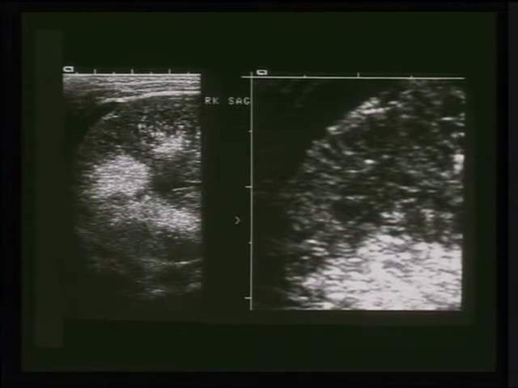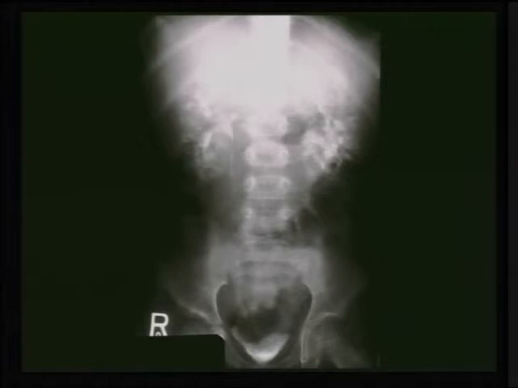If you have a high resolution probe, you can look at the cortex and you can see the tubular lucency in the cortex, and this is the ectasia or the dilatation of the ducts within the cortex. This is an old film of IVU. We don't do IVU anymore for children. This is an obsolete examination now.